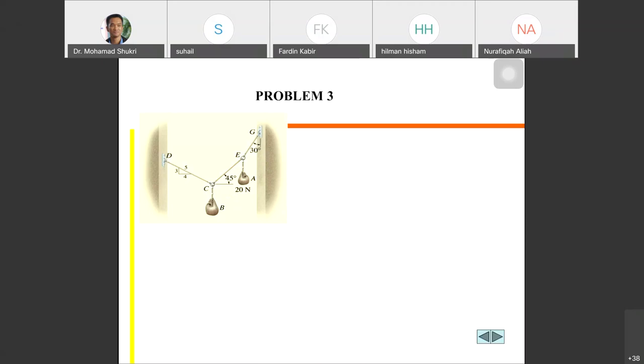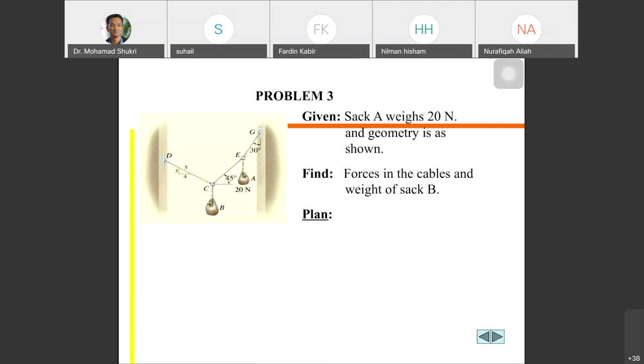Before we go to problem number 3. For problem number 3, it's a bit tricky because they have two geometry or two loads. You have load B and load A, and you have so many cables.